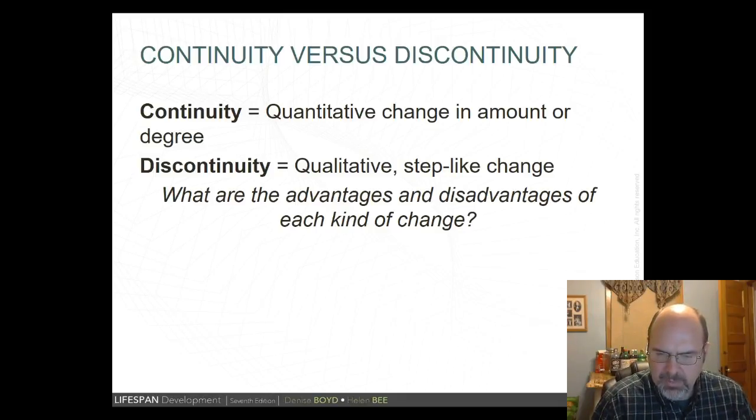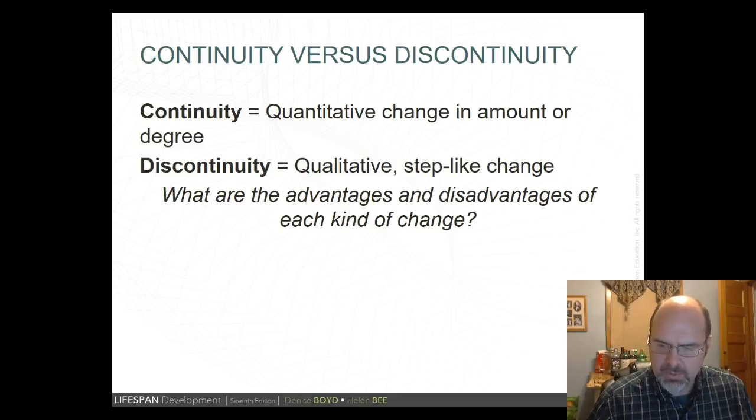The advantage of the quantitative is that it is clear, distinct, and measurable. The disadvantage is that it's limited to physical growth, whereas the advantage of discontinuity is that it considers reorganization and wholly new strategies, qualities, or skills. Not all development occurs in stages or is continuous in nature.